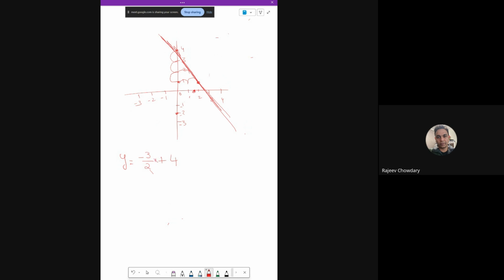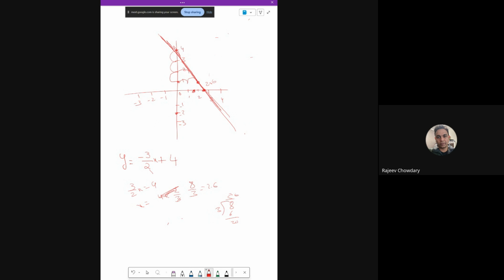So if y is equal to 0, 3 over 2 x is equal to 4, x is equal to 4 times 2 over 3. Is it 8 over 3? 8 over 3, so that is 2.6 something. 3 times 6 is 18. Yes, this is 2.66.